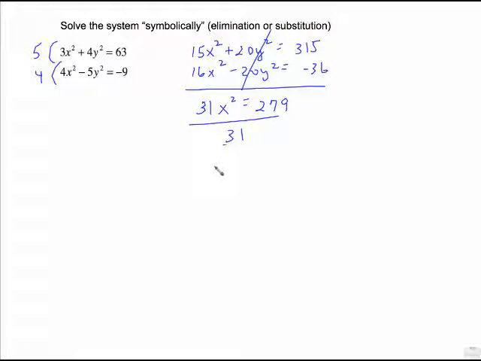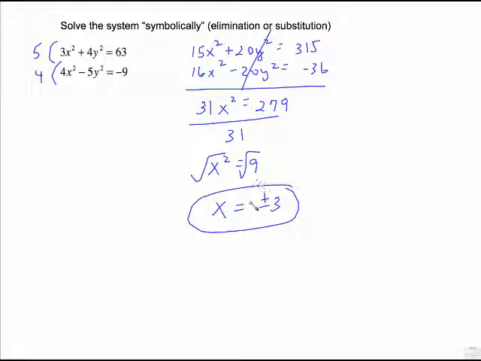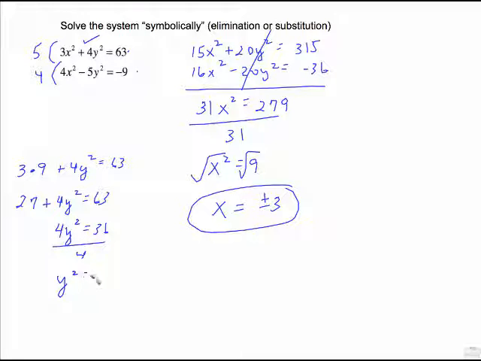Divide by 31, and x squared is 9. Undo by taking the square root. So x is plus or minus 3. Remember the plus or minus. Anytime you solve by taking the square root, you need a plus or minus. I need to plug that back into either one of these equations. I choose to go to the top one because that's a positive y squared, and I won't have to mess with a sign. So this is 3 times 3 squared, which is 9, plus 4y squared equals 63. 3 times 9 is 27. Subtract 27 from both sides gives me 4y squared is 36. Divide both sides by 4, and I have y squared equals 9.